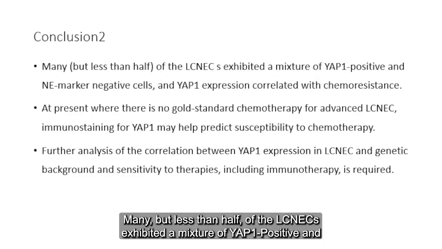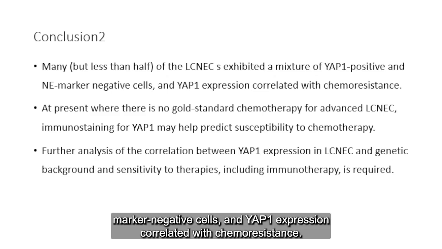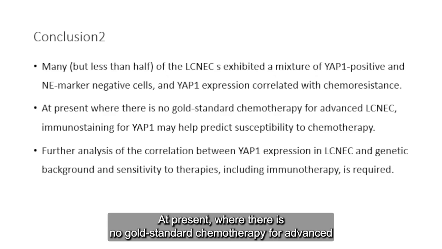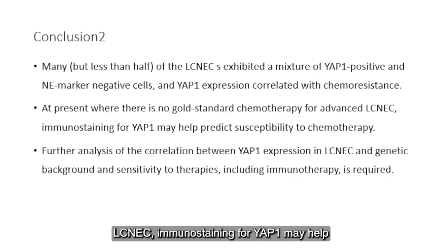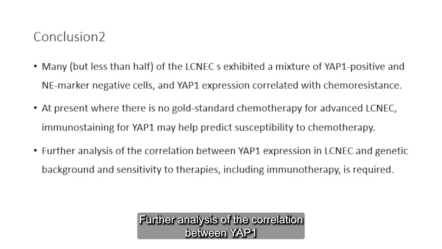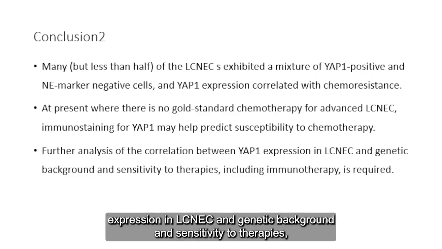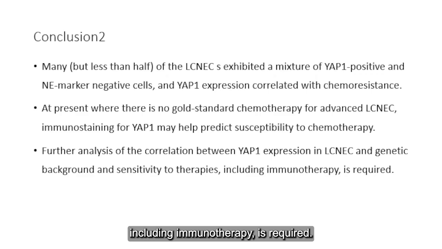Conclusion 2. Many, but less than half, of the LCNECs exhibited a mixture of YAP1-positive and neuroendocrine-marker-negative cells, and YAP1 expression correlated with chemo-resistance. At present, where there is no gold standard chemotherapy for advanced LCNEC, immunostaining for YAP1 may help predict susceptibility to chemotherapy. Further analysis of the correlation between YAP1 expression in LCNEC and the genetic background and sensitivity to therapies, including immunotherapy, is required.